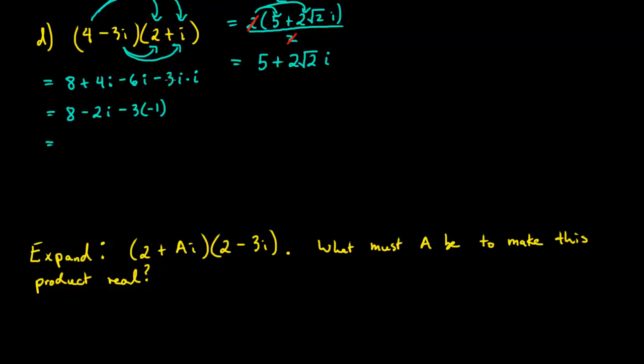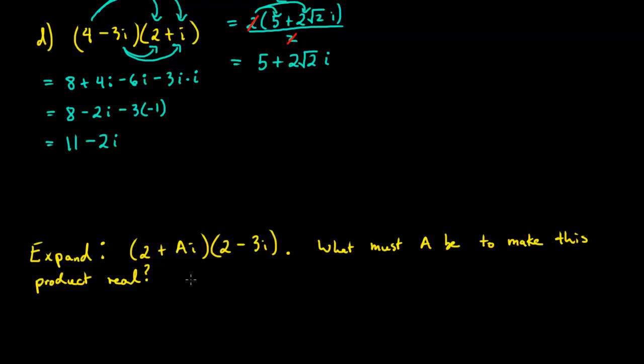And now this product is actually real. So I've got 8 minus 3 times negative 1. Well, 8 minus 3 times negative 1 is 8 plus 3, because I'm subtracting a negative number, which is 11. So this simplifies to 11 minus 2i. And you can see that when I expand this product, I still get a complex number. I get a number that has both a real part and an imaginary part.